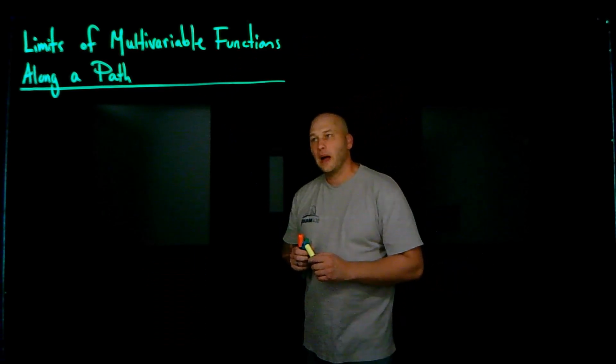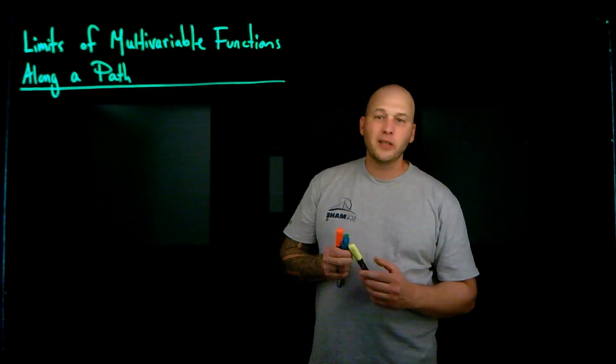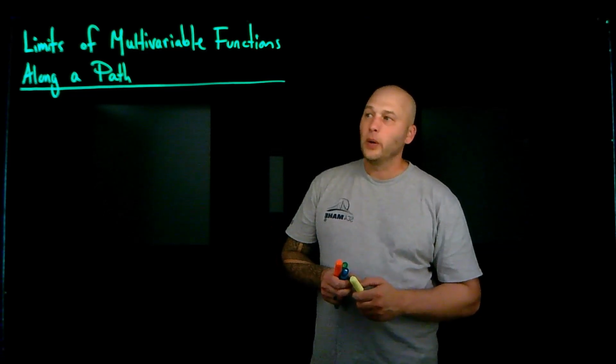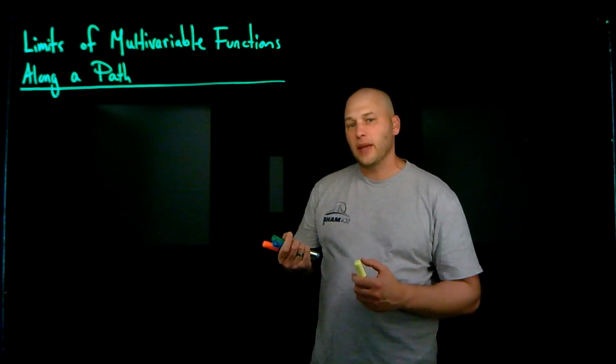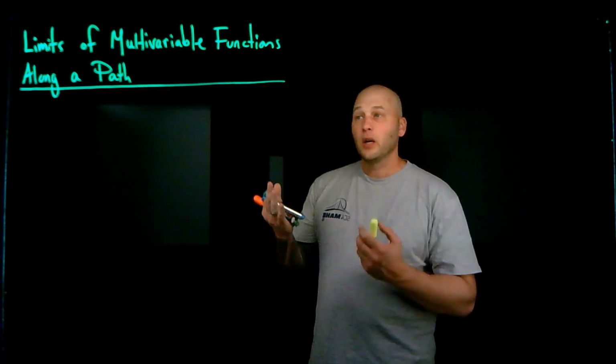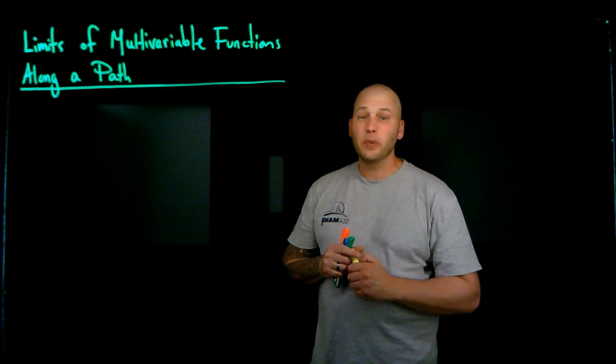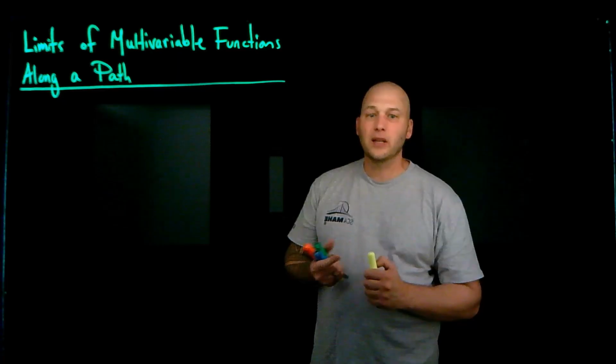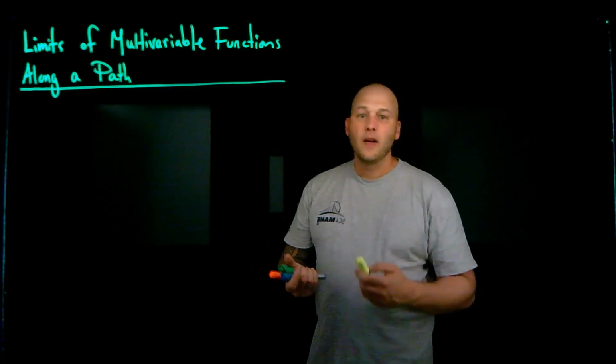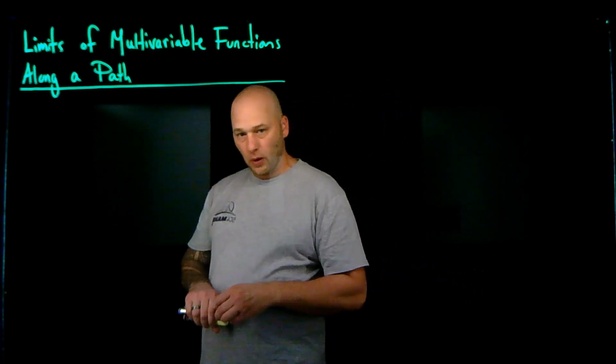I'm going to talk about limits of multivariable functions along a path. What that means is I'm going to use a path as an aid to compute these multivariable limits, and in particular I'm going to focus on proving that certain limits do not exist. First and foremost, let me remind you back from Calc 1.